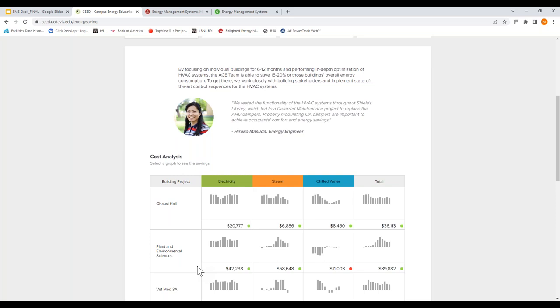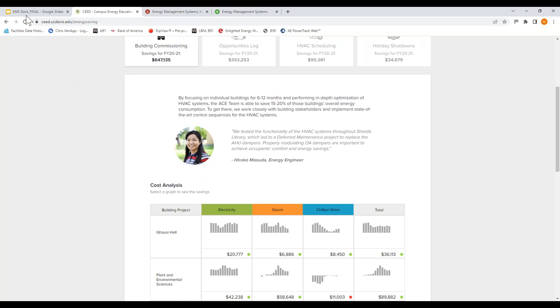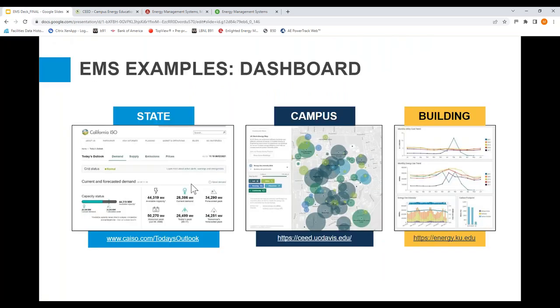So the reason I wanted to share that with you is that these guys do a really good job of documenting and creating a process around their energy management system. So I'm going to go back to the slides.